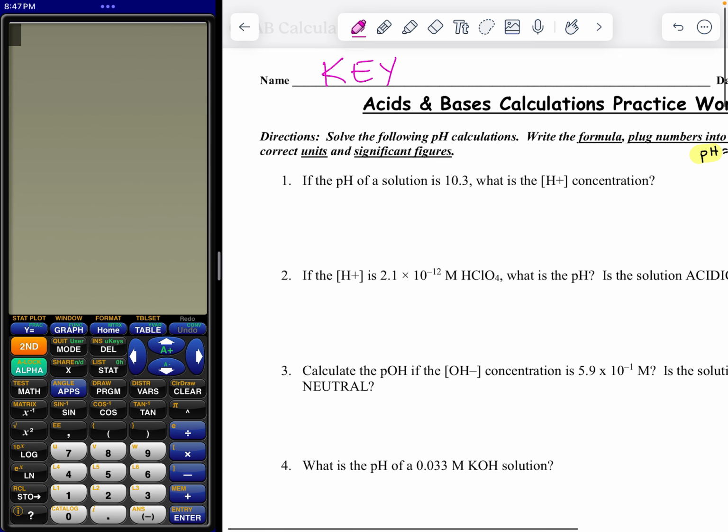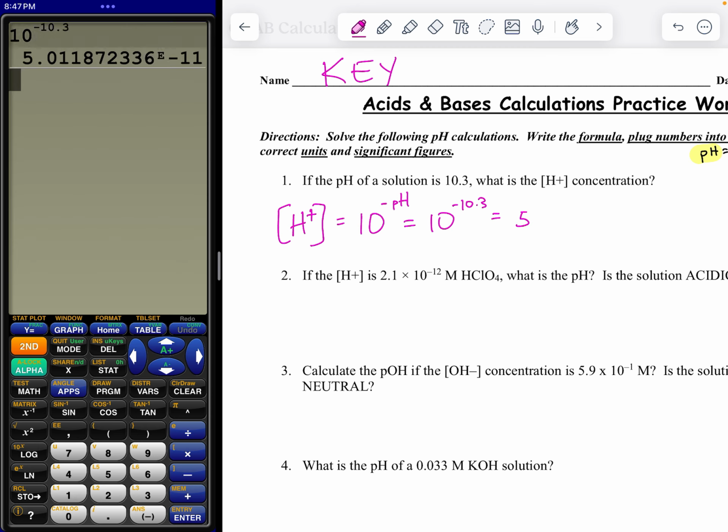So we see that the pH is 10.3. We're looking for the concentration of the hydrogen ions here. We know that that has to be 10 to the negative pH value, and we know that the pH value is 10.3. So all we have to do is plug that in, 10 to the negative 10.3, and we get about 5.01 times 10 to the negative 11. And concentration, of course, is in the units of molarity.